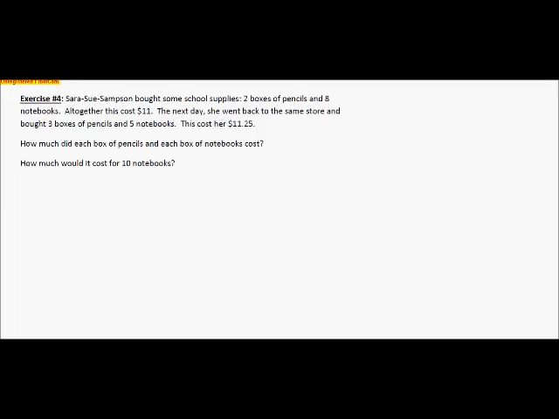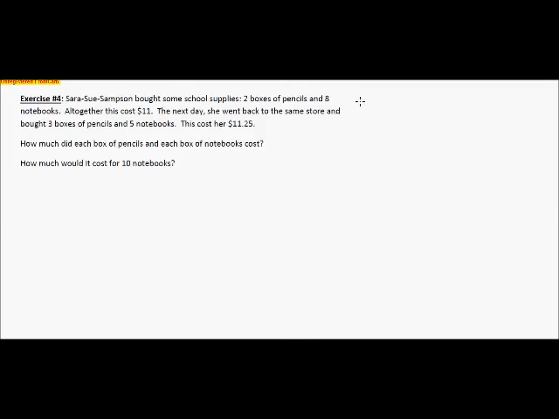Okay guys, here is exercise 4, and this is about Sarah Sue Sampson. This is a little different in that they give us the number of boxes of pencils and number of notebooks she bought one day. Altogether, this cost her $11. She went back the next day and she bought 3 boxes of pencils and 5 notebooks. This cost her $11.25. What we don't know is how much the box of pencils and each notebook cost. So that is our variable, or our 2 variables.